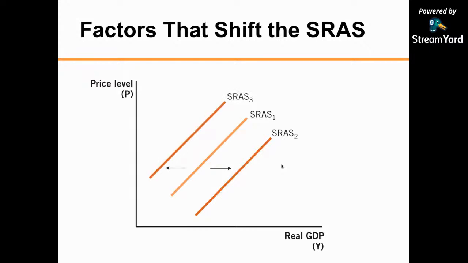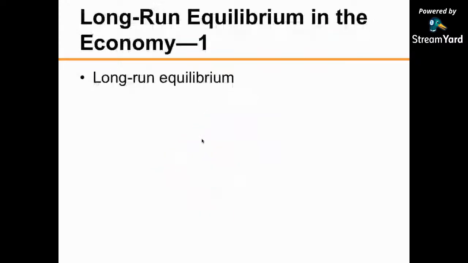A decrease in the short-run aggregate supply could be an example of a negative supply shock happening. So a field freezes unexpectedly, we lose a lot of crops, things like that, and that's going to cause that aggregate supply to shift significantly to the left.